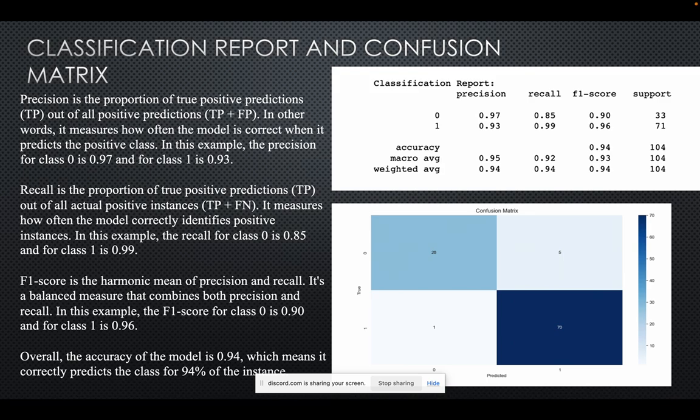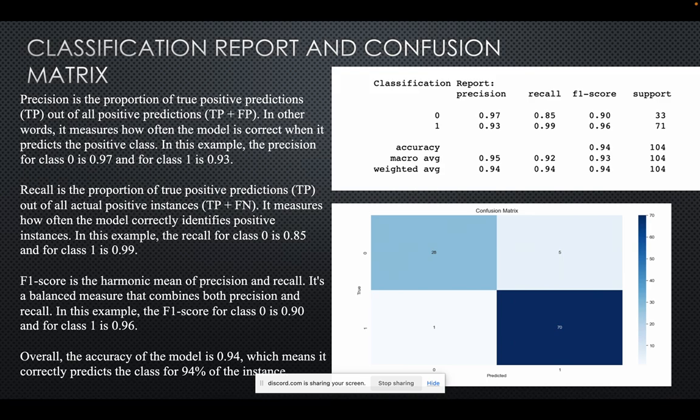Then for the recall, which is the proportion of true positive predictions over all actual positive instances, it measures how often the model correctly identifies positive instances. In our example, we had recall for class 0 as 0.85, and class 1 was 0.99, which is very high. Next was the F1 score. This is the harmonic mean of the precision and recall. It's a balanced measure that combines both precision and recall. In our example, the F1 score for class 0 was 0.9, and for class 1 it was 0.96.